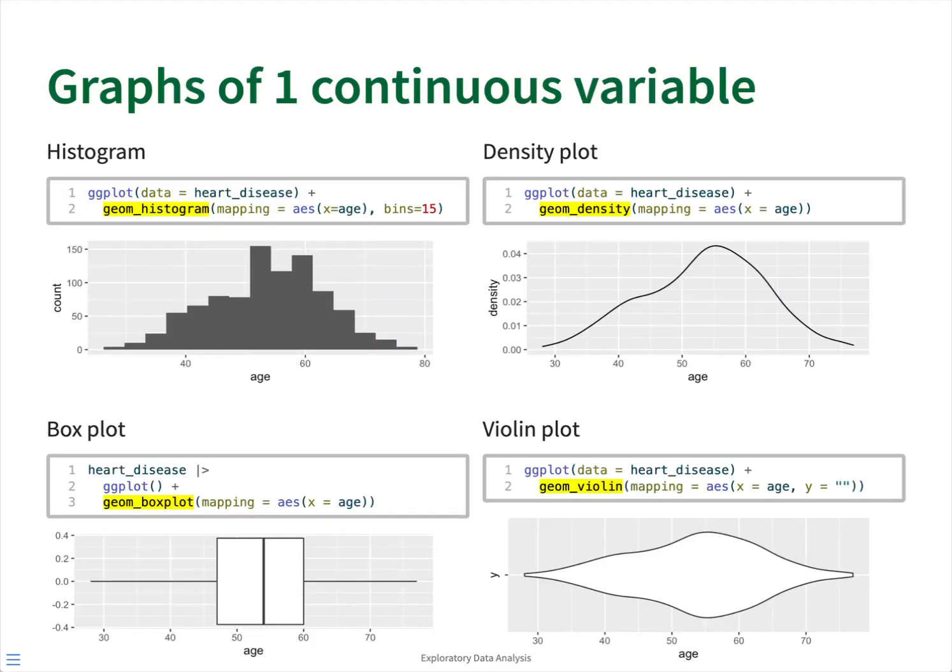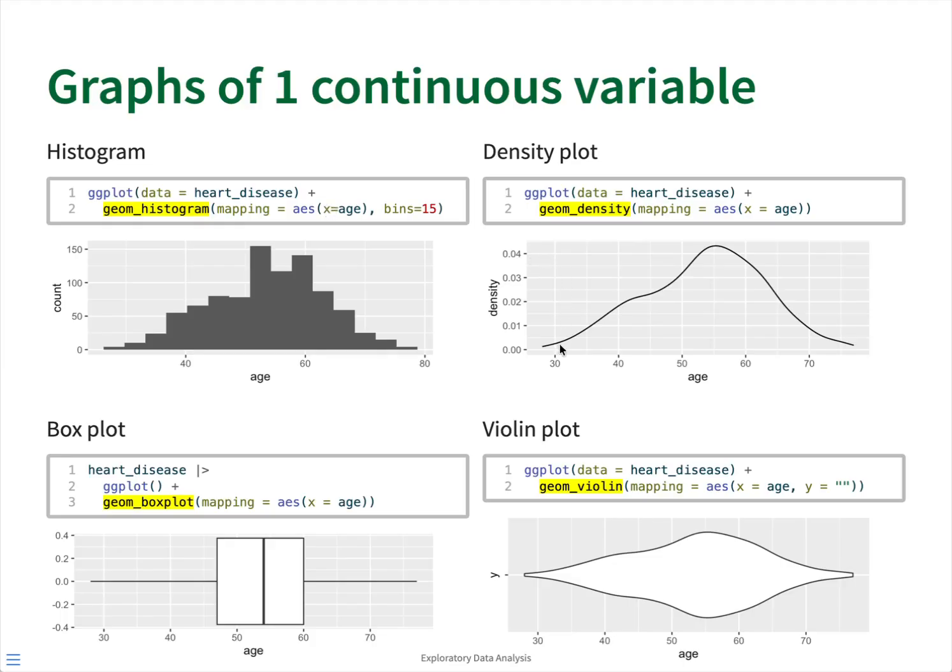Here are 4 different ways that we could visualize the distribution of one continuous variable. We could plot a histogram using the geom histogram function. The only required aesthetic mapping here is the column that's going on the x-axis.